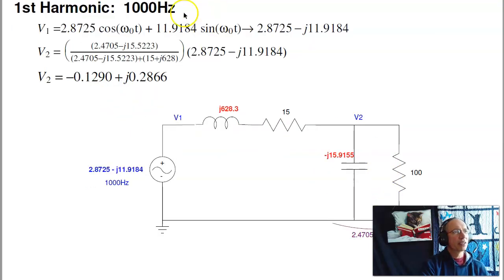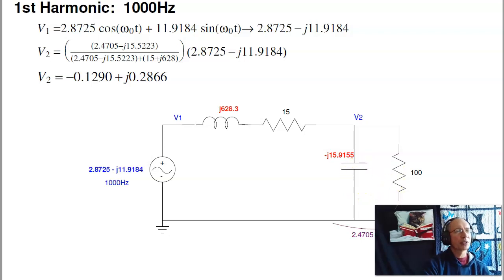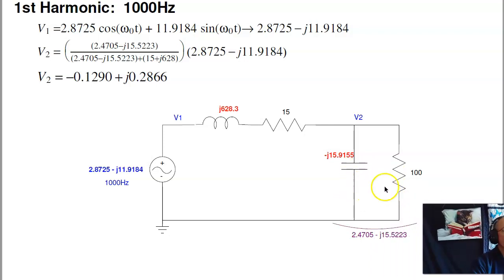Next, solve the circuit at 1 kilohertz. At 1 kilohertz, V1 is 2.87 minus j 11.9. The inductor becomes j omega L. Capacitor becomes 1 over j omega C. These two terms get added in parallel. And then I have voltage division. Do that times V1, and I get V2. So that's the 1 kilohertz component of V2.